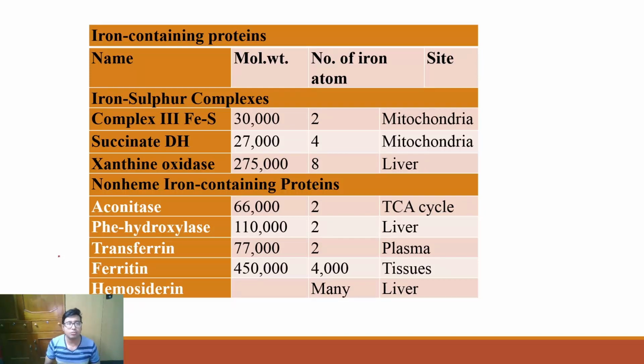See, site is very easy to remember. Aconitase is a part of TCA cycle that you already know. All right, transferrin is present in plasma, and hemosiderin, ferritin, all this I will be discussing in a short while. The complexes like the enzymes of the electron transport chain are present in mitochondria. Okay, so these are not difficult to remember, but as I told you, you need to remember only 2.